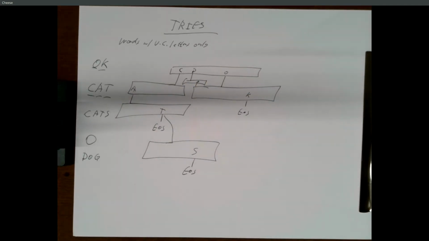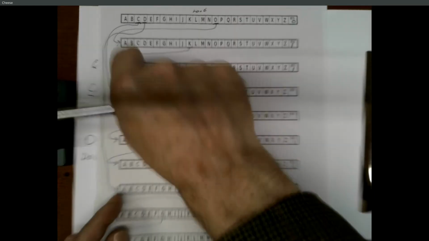So you can picture this as a very wide tree where each of these nodes is 26 across and can have 26 children. But I'm drawing it like this because it's easier to put on a piece of paper.